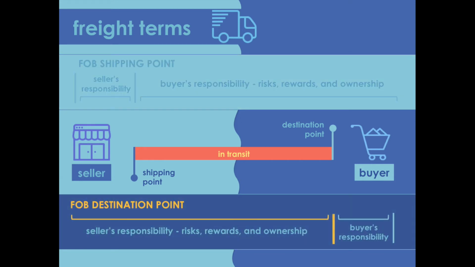If the freight term is FOB destination point, the seller shoulders the costs and records the freight expense. This means that the seller is responsible for the goods from the point of shipment until it is transported to the buyer at the destination point. This means that the seller owns the goods and bears any losses during this period.